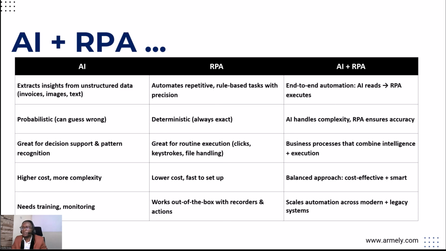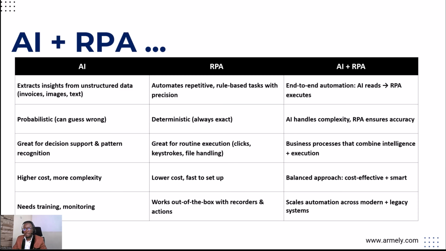We have a few examples here. AI is smart. AI extracts insights from unstructured data. On the other side, RPA does the automation of the repetitive rule-based tasks. So when we combine the two, we're sure we're going to have an end-to-end automation where AI reads and RPA executes. And we're going to see this in action so that we can see how RPA and AI can do some of these things.